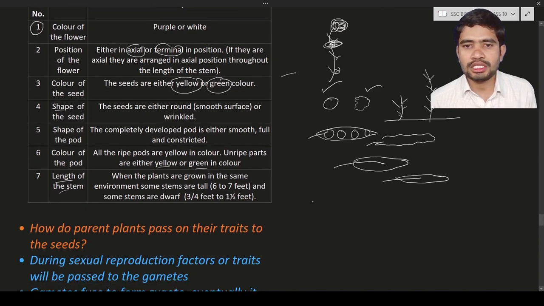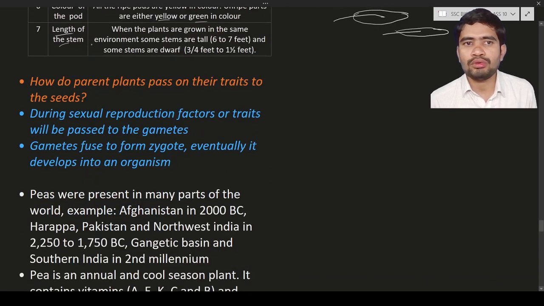Next there is one question: how do parent plants pass their traits to the seeds? Traits are nothing but characteristics. During sexual reproduction, where there is fusion of gametes like spermatozoa and ovum, the factors or traits are passed to the gametes. Just now we discussed spermatozoa and ovum in the case of animals, but in the case of plants, it is pollen grain and ovum.